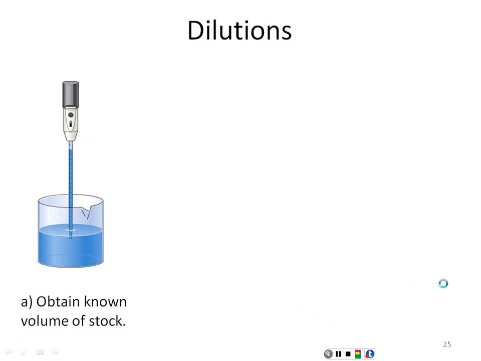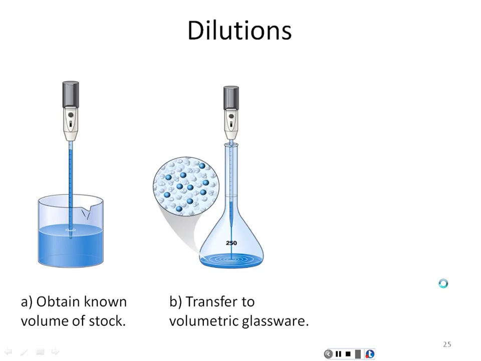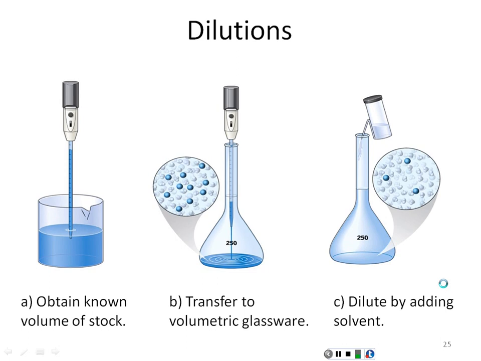So let's look at a physical picture of a dilution. You obtain a certain volume of a stock. You transfer this to a volumetric glassware. You dilute by adding your solvent. And you see that your concentration per given volume is going down. But the number of moles total in that flask doesn't change.